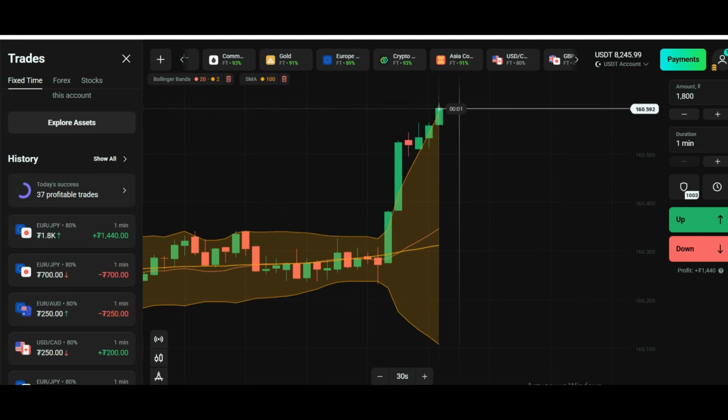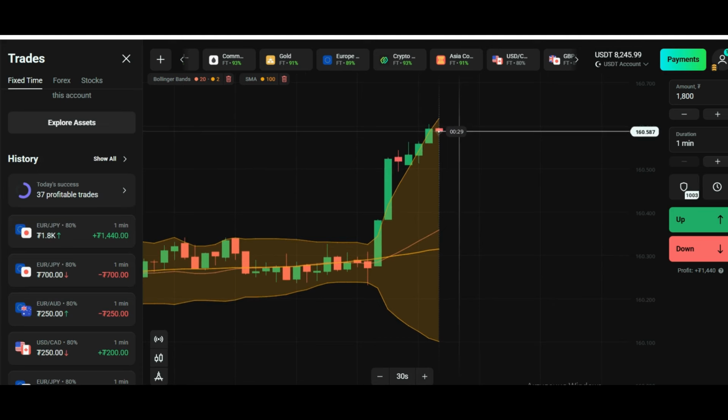And also, friends, don't forget not to take too much risk with this strategy. It is highly dependent on market volatility and so on, friends.